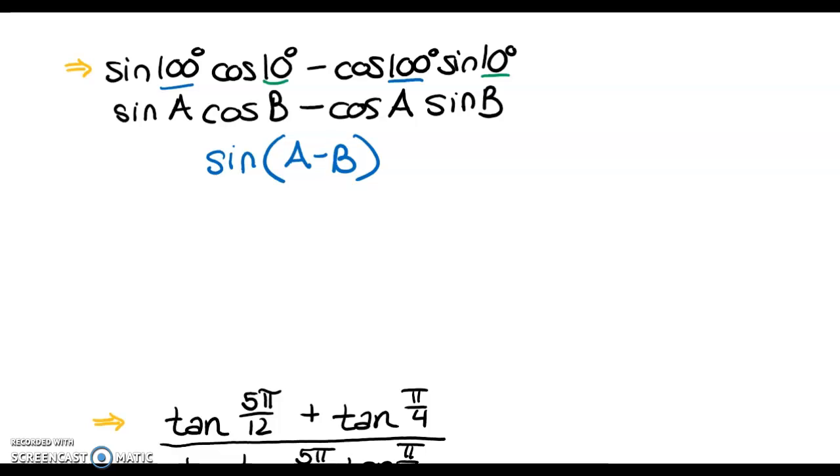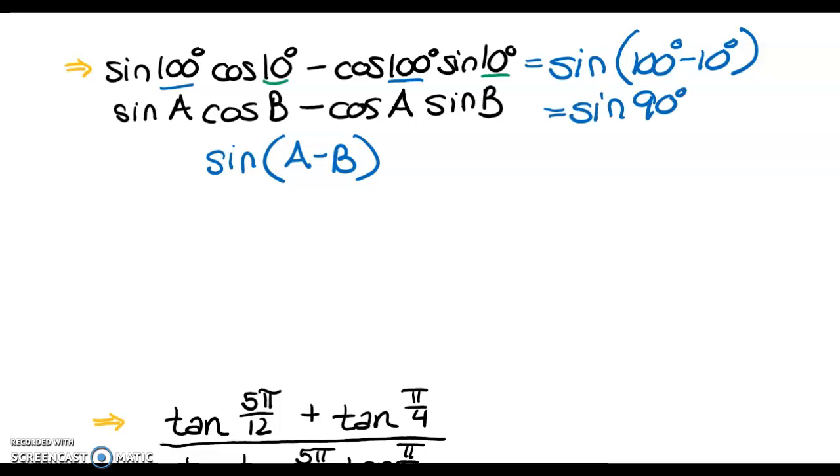So since A is 100 and B is 10, I'm going to put that into my sine of A minus B formula, and I'm going to come up with the sine of 90 degrees, which I know has a value of positive 1. So that complicated left-hand side of this equation really only equals 1.